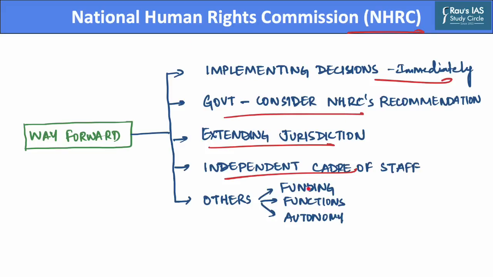Further, steps can be taken in order to increase the funding of the Commission, providing it with functional independence and institutional autonomy, which will then guarantee the independence of the Human Rights Commission. Hence, by implementing the decisions almost immediately, seriously considering the NHRC's recommendations, extending its jurisdiction to security forces, having an independent cadre of staff, and improving funding, functions and autonomy, we can improve the human rights situation in the country. And this will enable the Human Rights Commission to act as a watchdog of human rights in the country. This was all for today's discussion on the National Human Rights Commission.